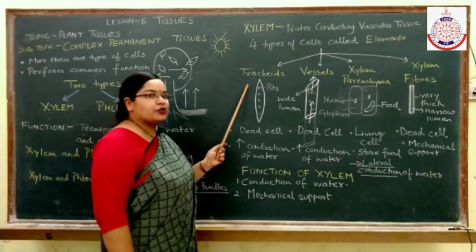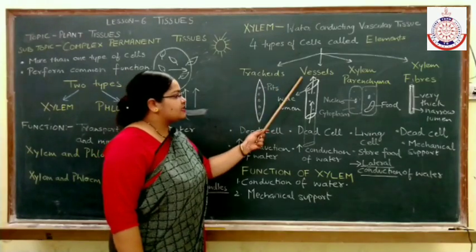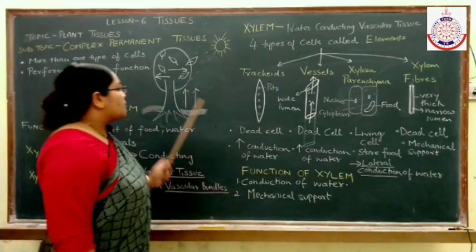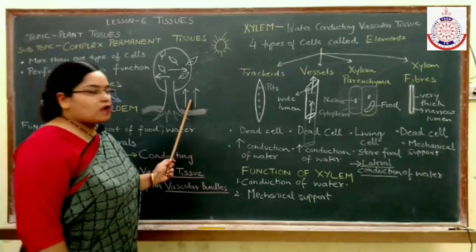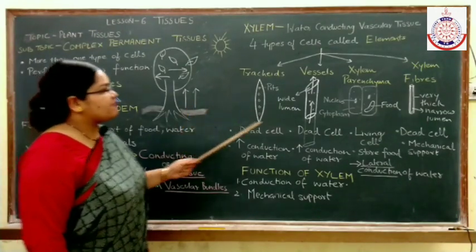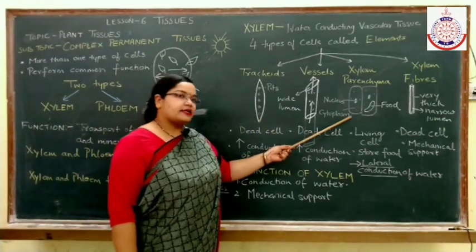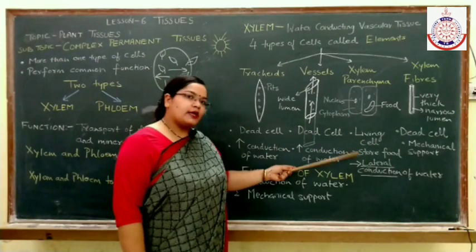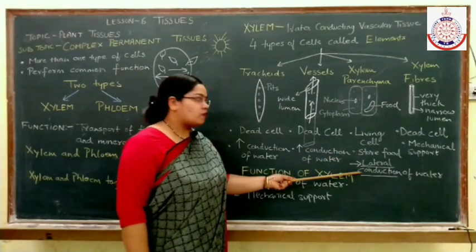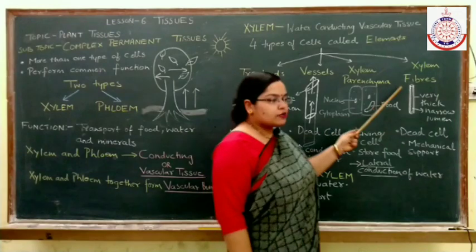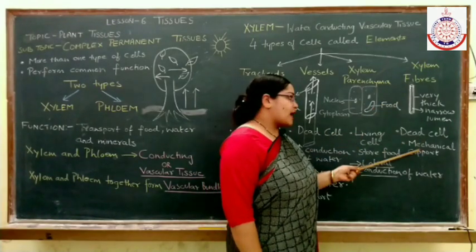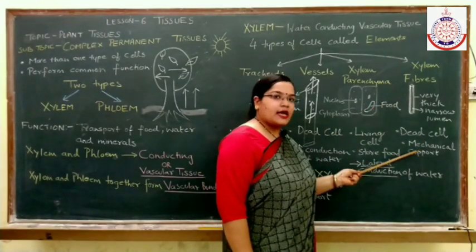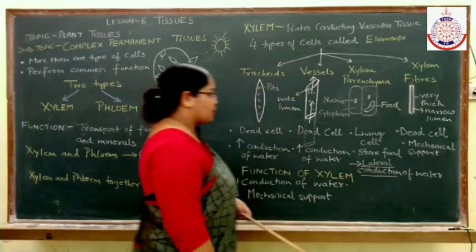The main function of tracheids and vessels is that they help in upward conduction of water, whereas the function of parenchyma is that it helps in storage of food and lateral conduction of water. And what is the function of xylem fiber? That it provides mechanical support to the xylem and the plant body.